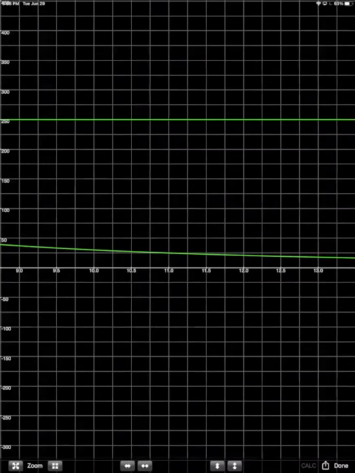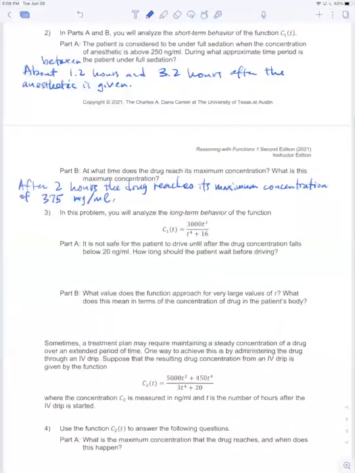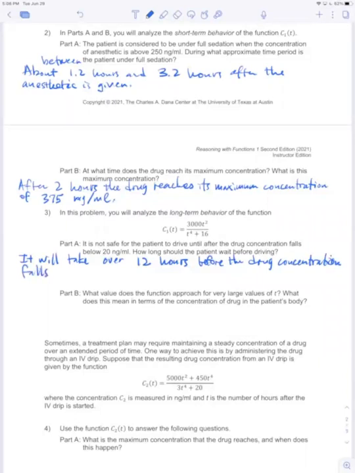So let's go here and put it. It will take over 12 hours before the drug concentration falls to 20 nanograms per milliliter. That's part A.